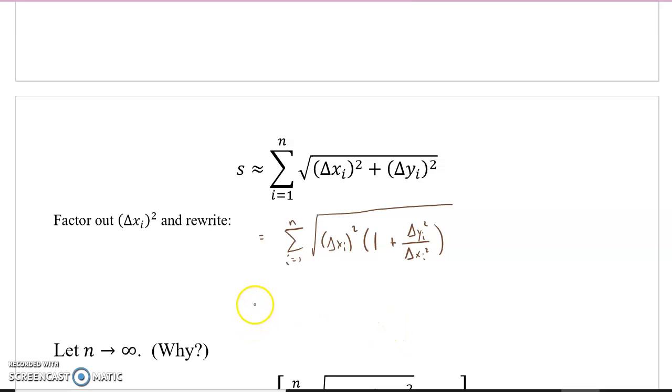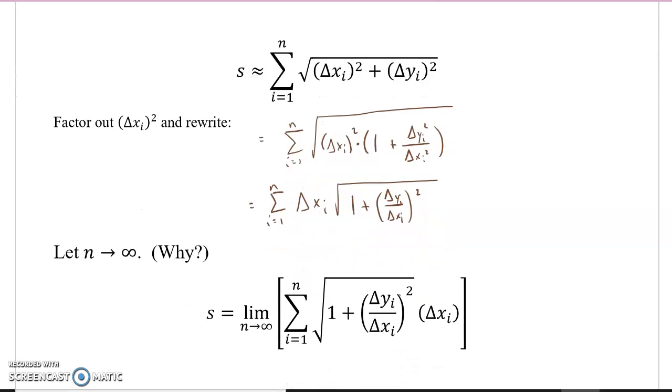One nice thing we can do with this is we can reduce this radical because of the multiplication. The square root of delta x sub i squared is delta x sub i. And then we're left with the square root of 1 plus delta y sub i over delta x sub i, both being squared. Okay?